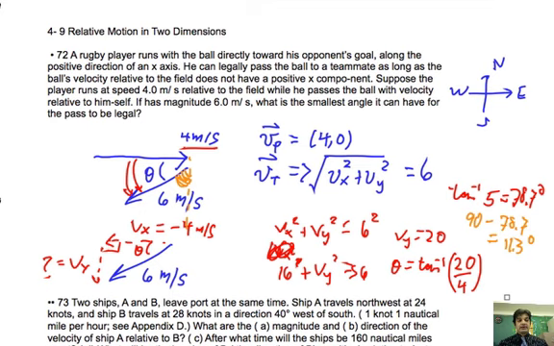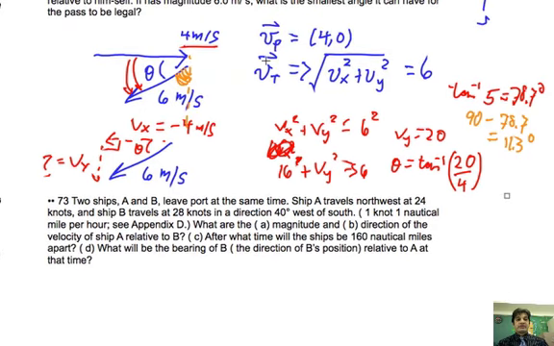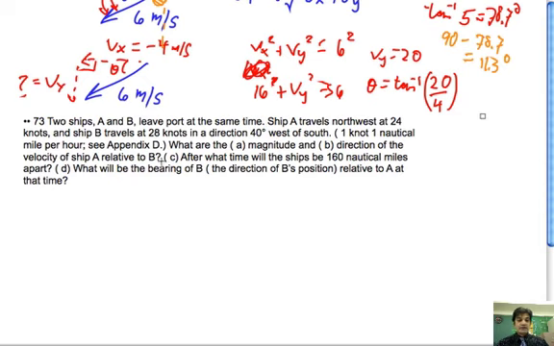Now, for question number 73, we have 2 ships leaving the port at the same time. We've got ship A going northwest. And when we say northwest, we mean exactly between north and west. So that's an angle of 45 degrees if we're going like that.